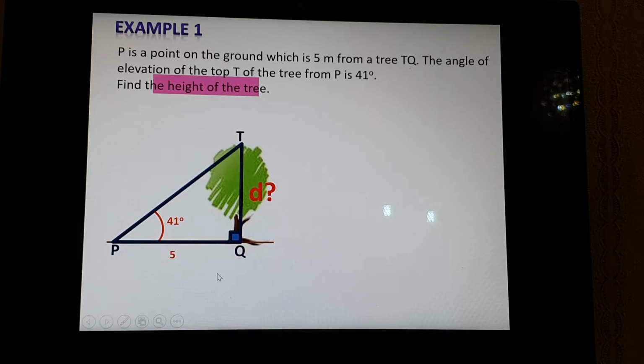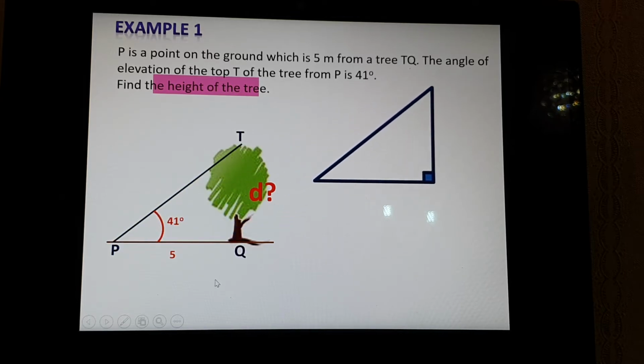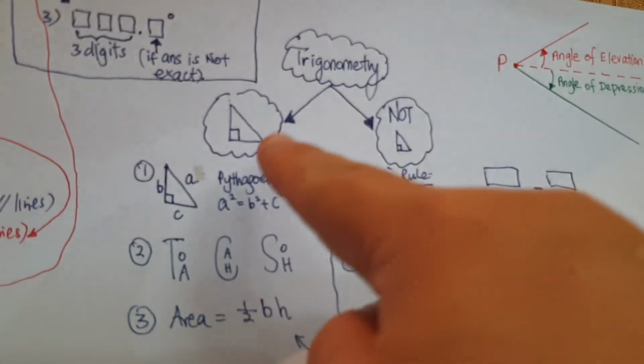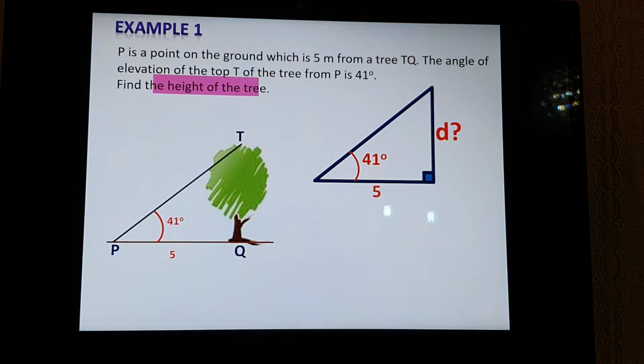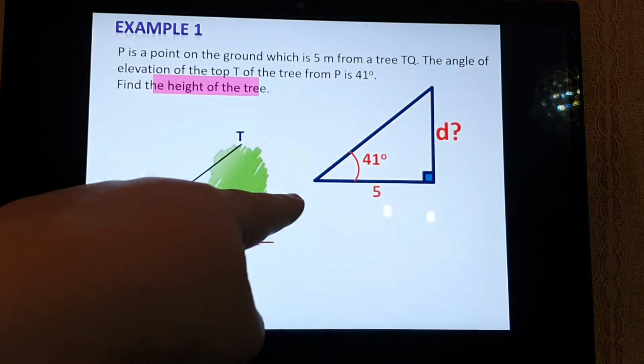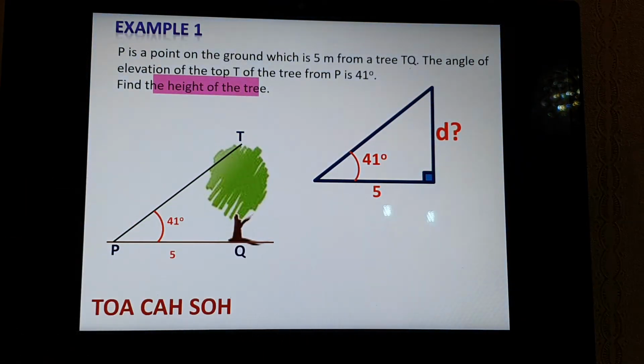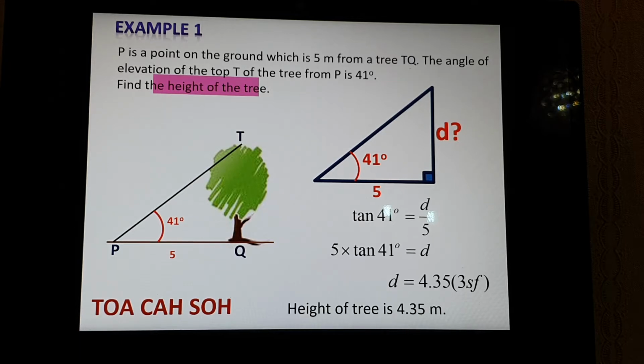Okay, so you have a right angle triangle. So what do we use? Same old story. Either this or this, right? So it has to be this. Then you go and label this as your opposite, this as your adjacent. So O and A, you use tangent. Same old story. That's all.